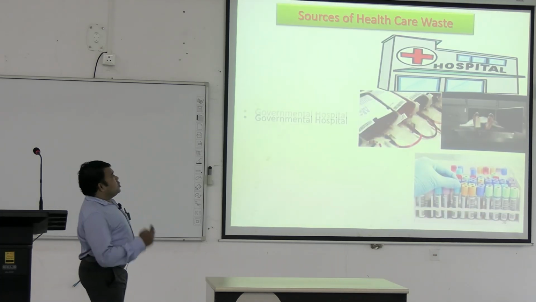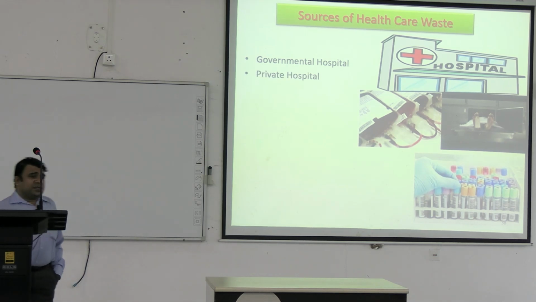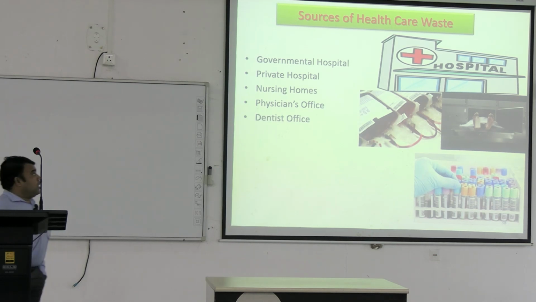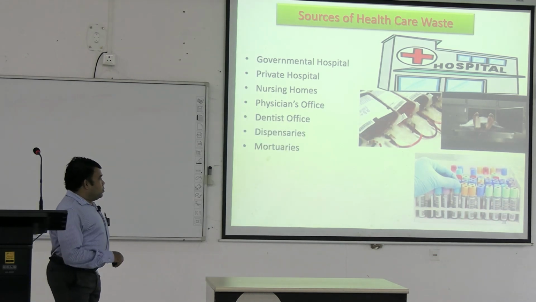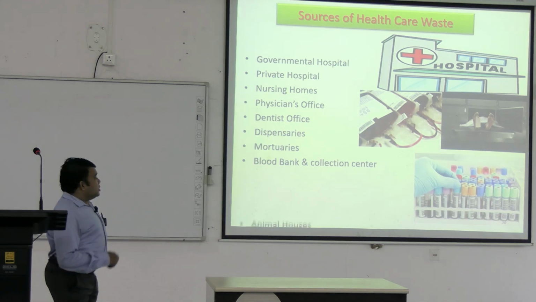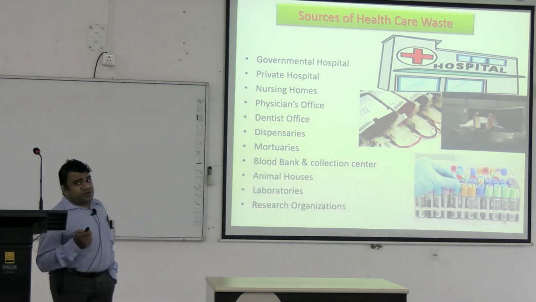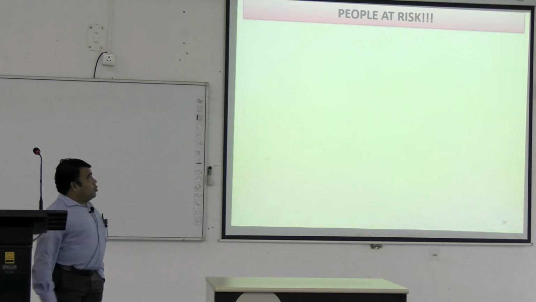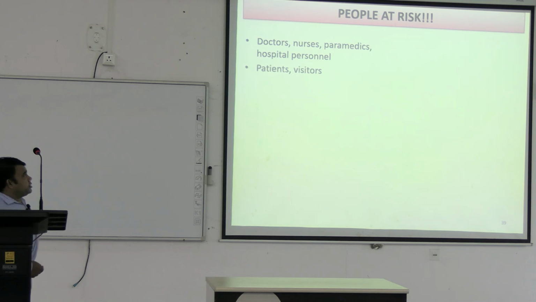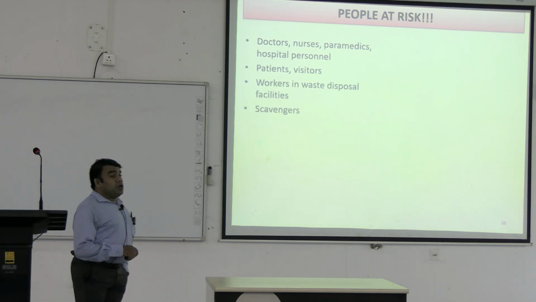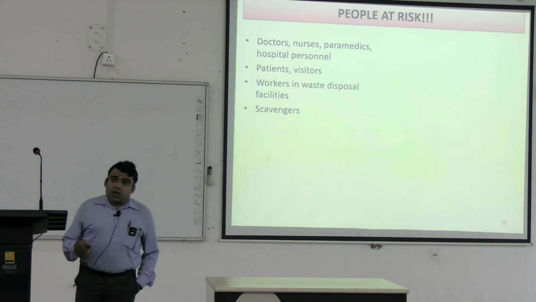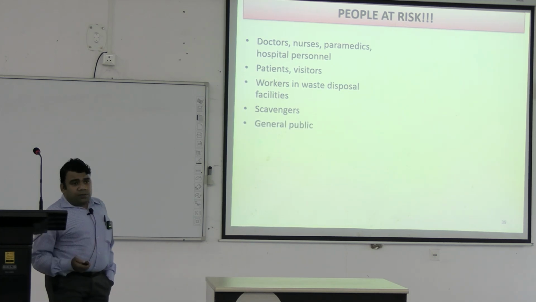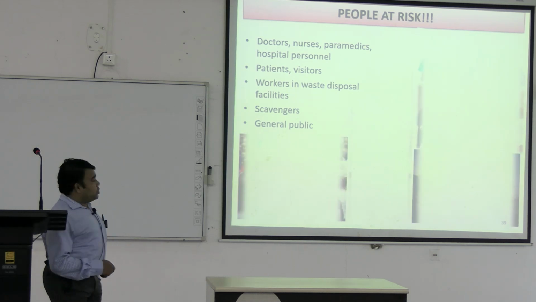Now let us come back to what are the sources of healthcare waste. Obviously, hospitals, be it a government hospital, private hospital, nursing homes, physician's office, a dentist office, dispensaries, mortuary, blood bank and collection centers, laboratories, animal houses, and even research organizations. All these come under biomedical waste. Now, who are the people at risk? Obviously, people involved in healthcare activity like doctors, nurses, paramedical workers, and workers who are involved in disposal of this waste. And as I've already told you, if you dump it in open landfill, the general public and scavengers are also exposed.